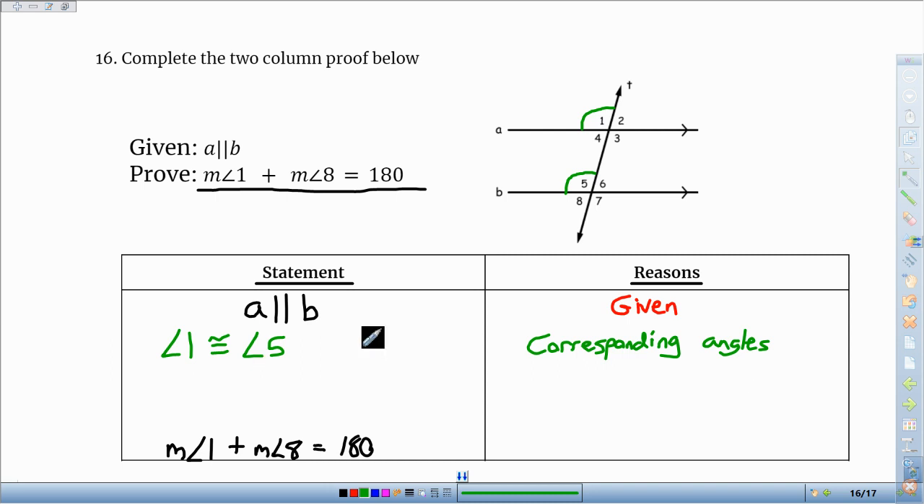Okay, what else do I know? I've made some connections with angle 1. What about a connection with angle 8? If I were to look at angle 8, I know that angle 8 and angle 4 are also corresponding angles. They're also congruent to one another. So let's write that out and see what we can do with this. Angle 4 is congruent to angle 8. Why do we know that? Again, they're corresponding angles.